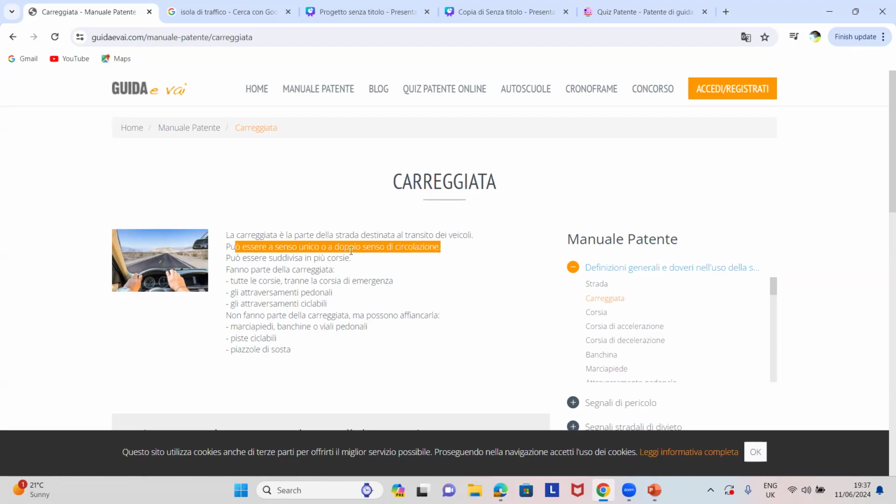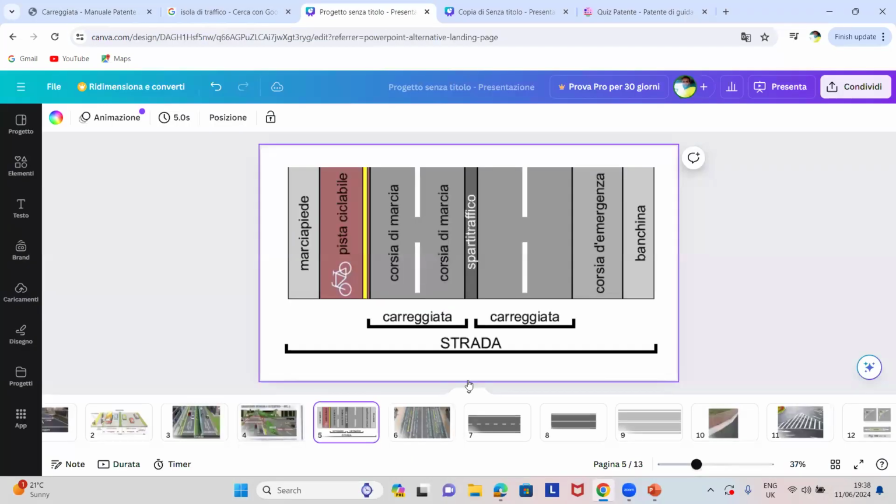See, they repeated here, they said, carreggiata può essere a senso unico, può essere a doppio senso di circolazione. I have a question for the class. I'll call names. Now, the person using iPhone, my brother, I ask question every time. From what we don't explain, can you explain to the class what is senso unico and doppio senso? What do you understand? We have like 3 minutes.